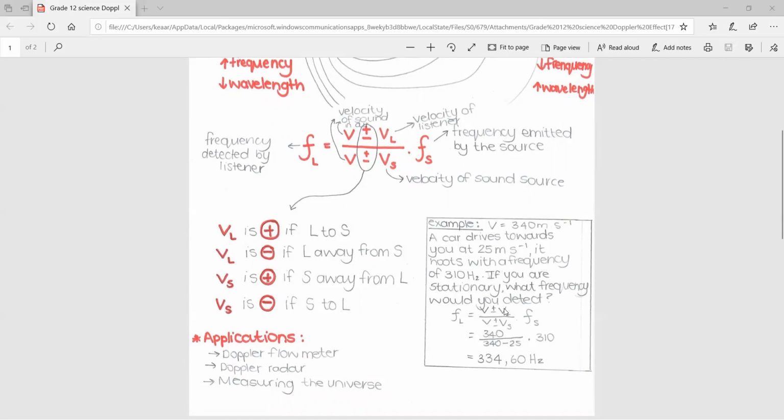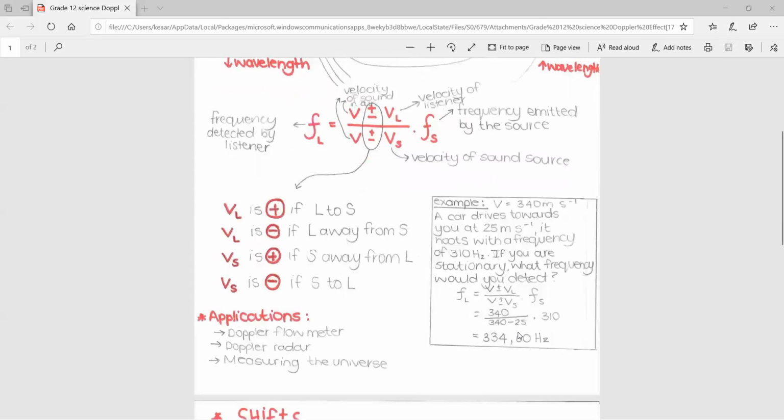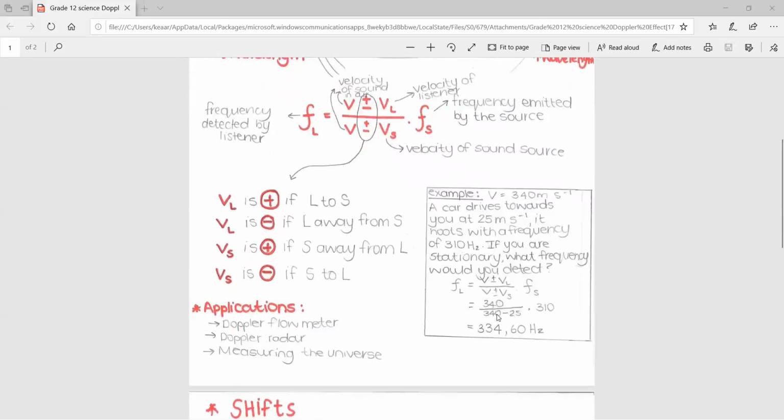We are stationary, so the listener is stationary, so therefore no plus or minus VL. Then we have V again is 340. Vs is negative because the source is moving towards the listener, therefore negative 25, times by the Fs of 310. You type this on your calculator and you get 334,60 hertz. Always remember to write hertz at the end.